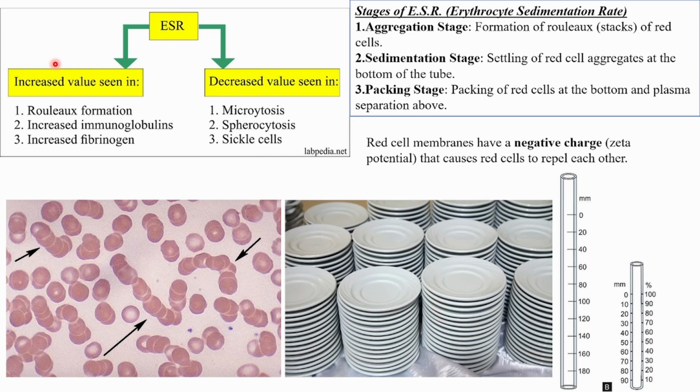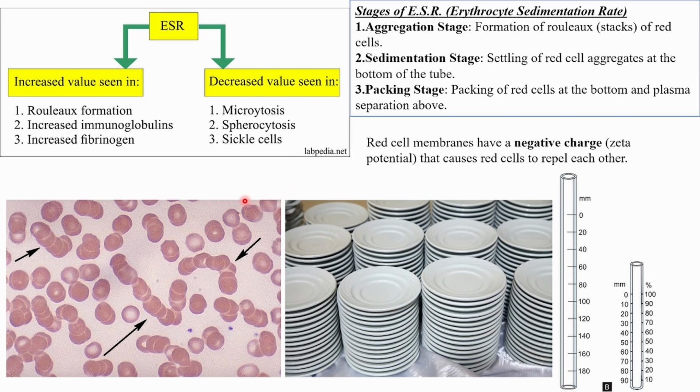So one thing that increases the value of ESR is formation of rouleaux. The more rouleaux formation, the less time it takes to settle. Increased immunoglobulins and increased fibrinogen also do this, and that is very important. The more fibrinogen there is, the more the rouleaux formation or settling down will be. These fibrins are of heavy molecular weight, like thin strands which fall on the RBCs and make the RBCs settle more easily and more quickly.